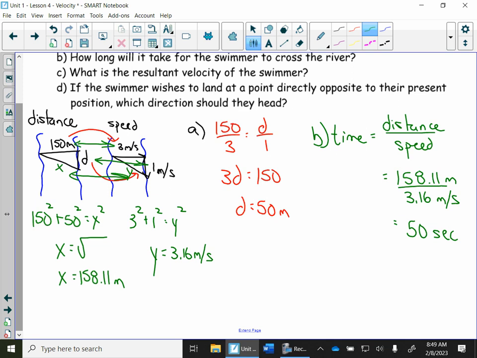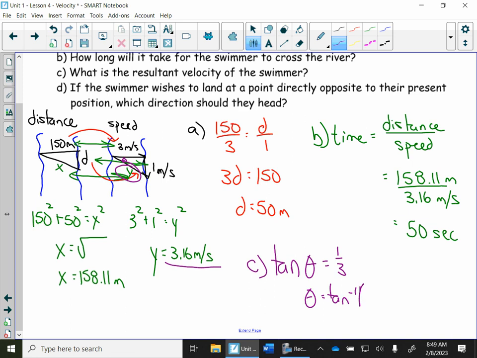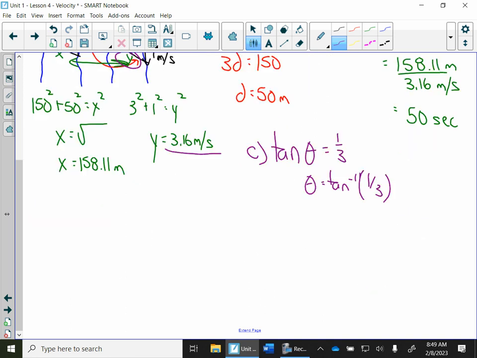Okay, important question, part C for us. What is the resultant velocity of the swimmer? Well, we already know part of that. We know how fast they're swimming. That was y, our 3.16 meters per second. The only part we were missing was what direction they are headed. To figure that out, we need to know the angle inside the triangle right there, theta. That's a tan question. Tan theta is opposite over adjacent, so we take the inverse of that. Okay, calculator. I got 18.4.